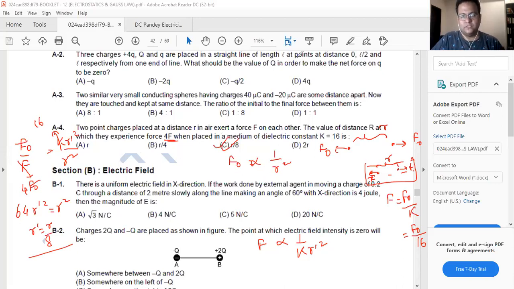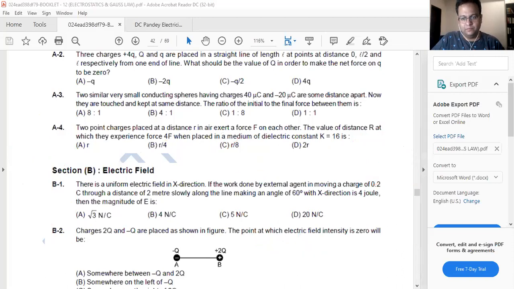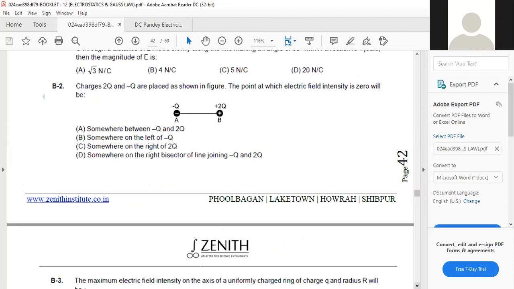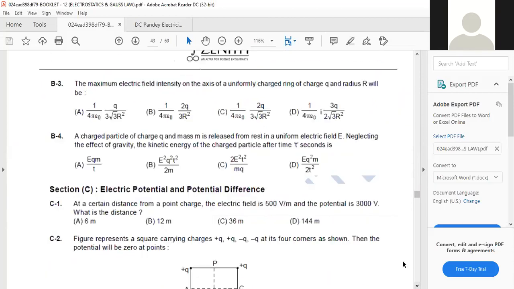Next, और क्या doubt है? Section B. B4. Okay, B4.